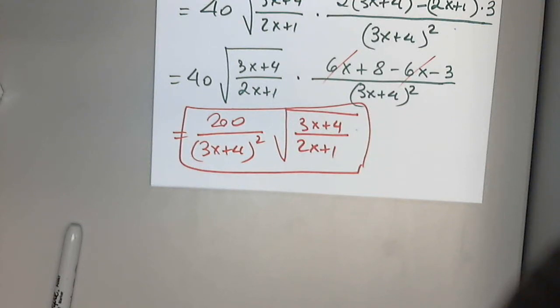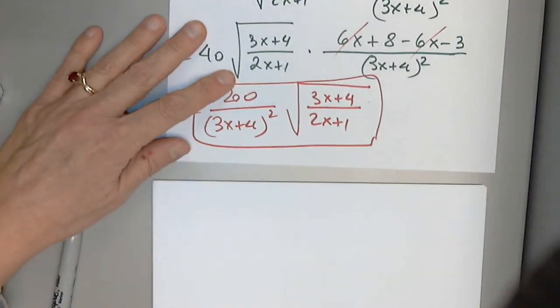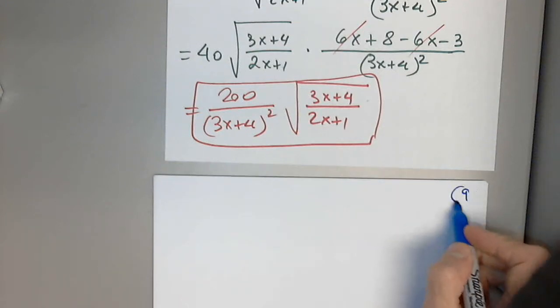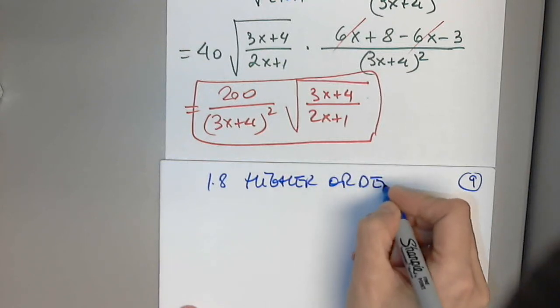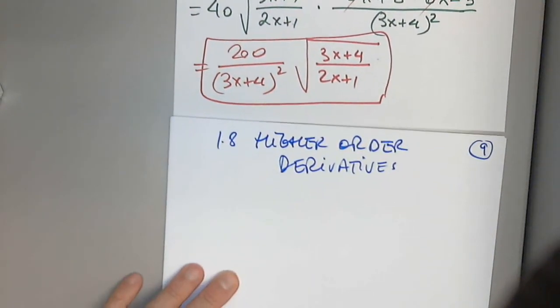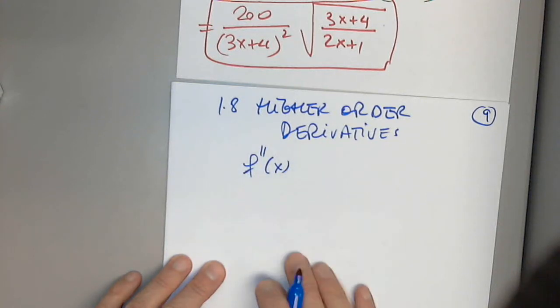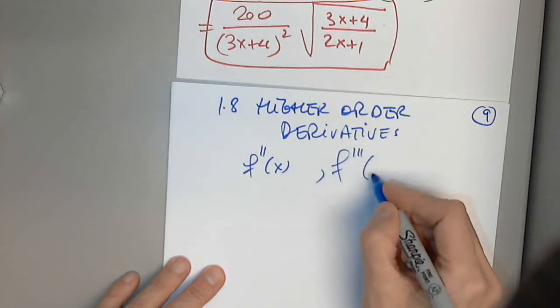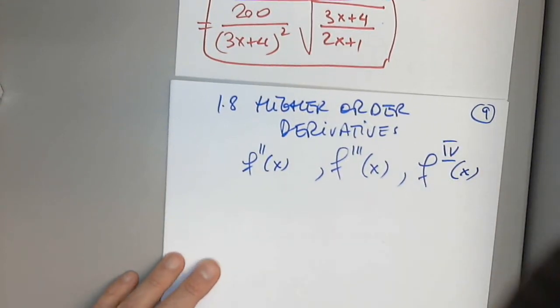Okay. We can come back for more problems, but I like to illustrate with some examples with last section, higher order derivatives, which means the second derivative, the third derivative. So let's write that. Last section, higher order derivatives. And we have different ways of writing them. So the second derivative, the third derivative, the fourth derivative, and so on and so forth.